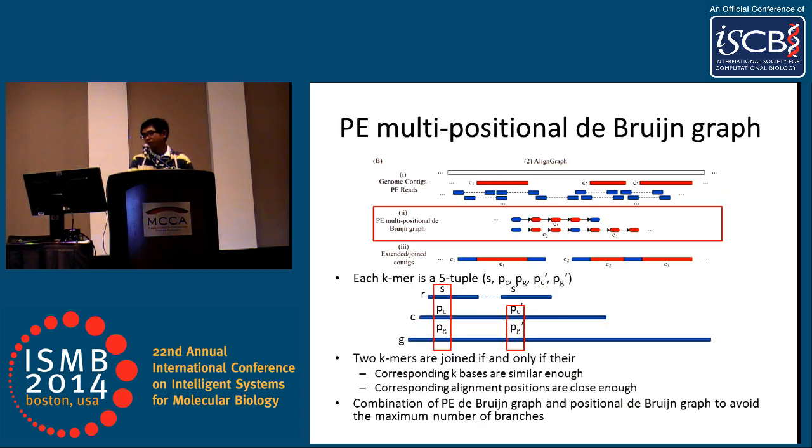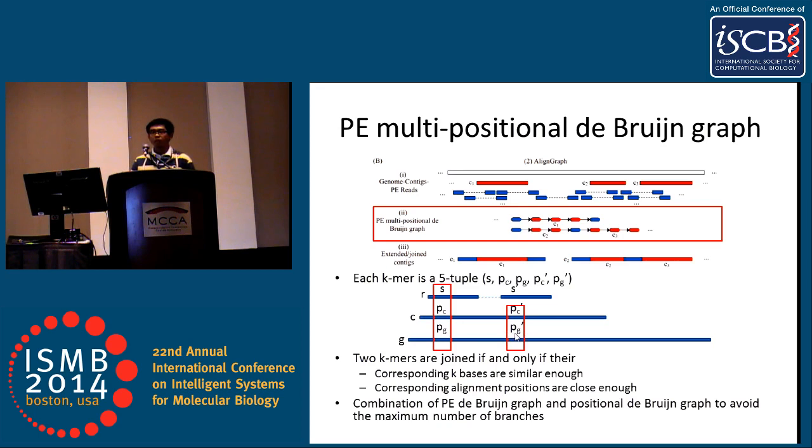So after the read alignment, here comes the paired and multi-positional de Bruijn graph. So essentially, for this de Bruijn graph, each k-mer is a 5-tuple containing the left k bases of paired-end read S, and the alignment position of S to the pre-assembled contig, PC, and the alignment position of S to the genome, PG, and also the paired k-bases alignment position to the pre-assembled contig, PC prime, and the paired k-bases alignment position to the reference genome, PG prime.